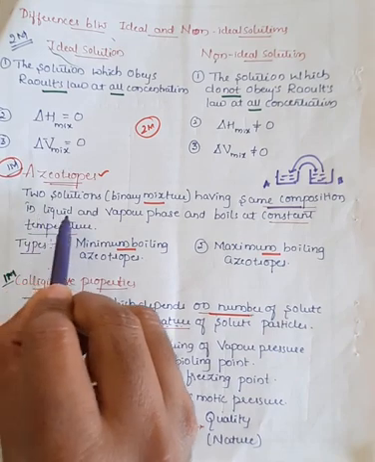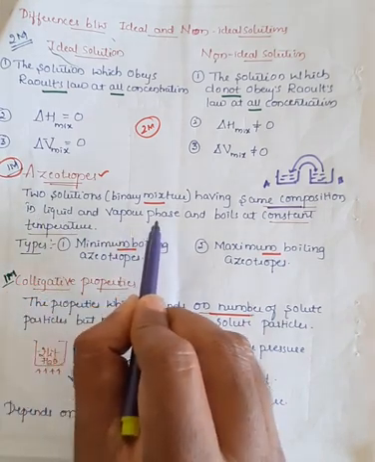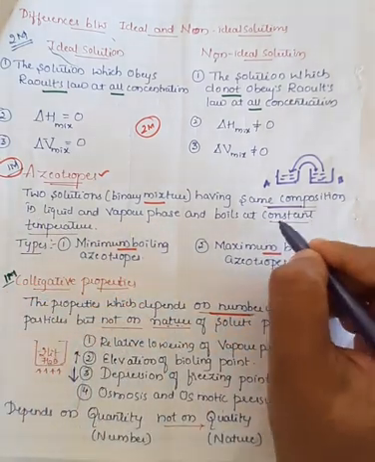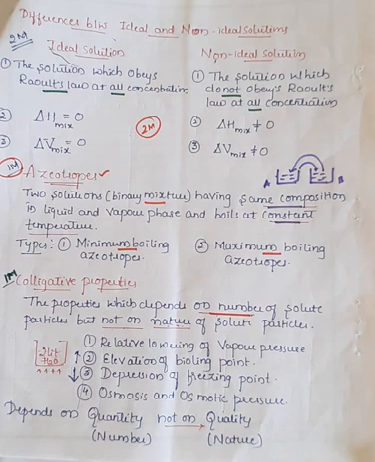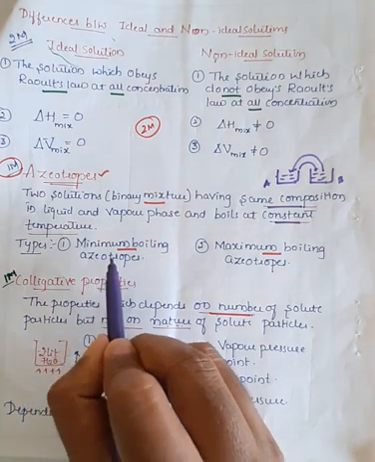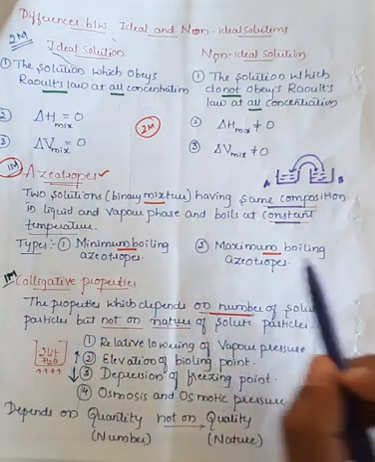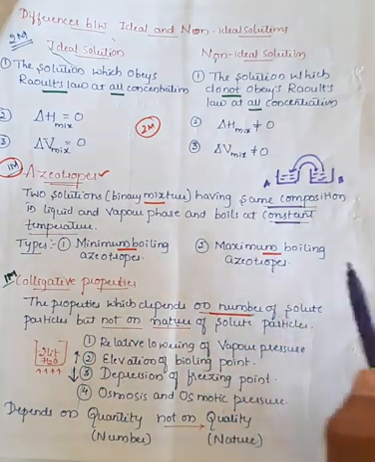And even in case of liquid as well as vapor phase, they boil at a constant temperature. Whenever they boil at a constant temperature, that is called azeotropes. This can be asked for 1 mark, right? So whenever you classify the azeotropes, there are 2 types further. One is called minimum boiling azeotrope and the second one is called maximum boiling azeotrope.